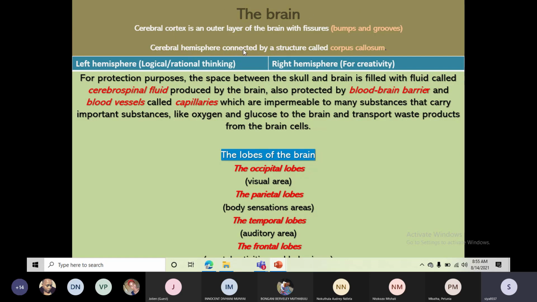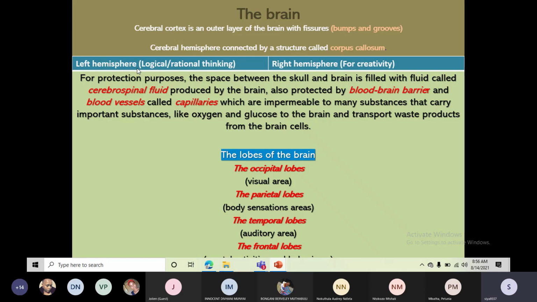Cerebral hemispheres are connected by the structure called the corpus callosum. The brain is divided into two: the left hemisphere and the right hemisphere. So this is your brain. Your brain has two parts, the left part and the right part. The left side is the left hemisphere, the right side is the right hemisphere.